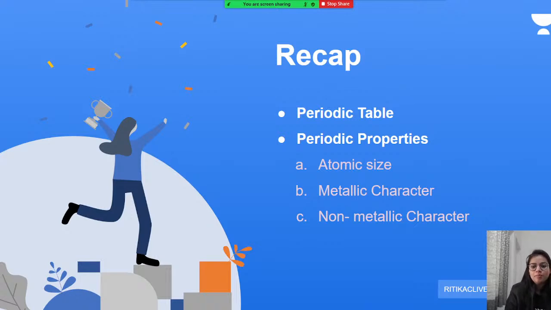Okay, now let's recap what we learned today. We learned about the periodic table and some of the periodic properties. We have a total of 6 properties, and we have completed 3 of them. We did atomic size, metallic character, and non-metallic character. We saw how these properties are related and what trend or change we see as we move across a period or down a group.